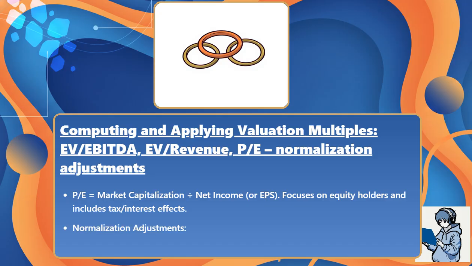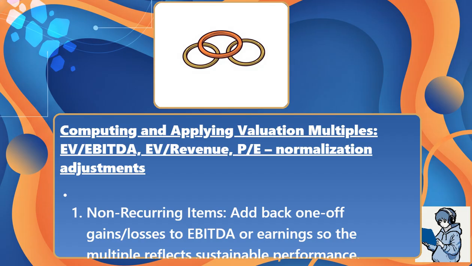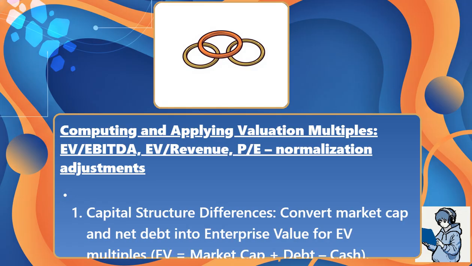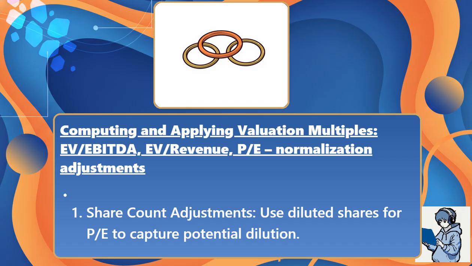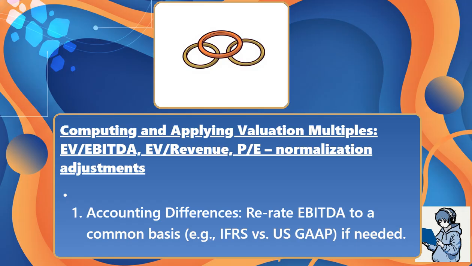Normalization adjustments. Non-recurring items: add back one-off gains or losses to EBITDA or earnings so the multiple reflects sustainable performance. Capital structure differences: convert market cap and net debt into enterprise value for EV multiples. Enterprise value equals market cap plus debt minus cash. Share count adjustments: use diluted shares for P/E to capture potential dilution. Accounting differences: restate EBITDA to a common basis, for example IFRS versus US GAAP if needed.